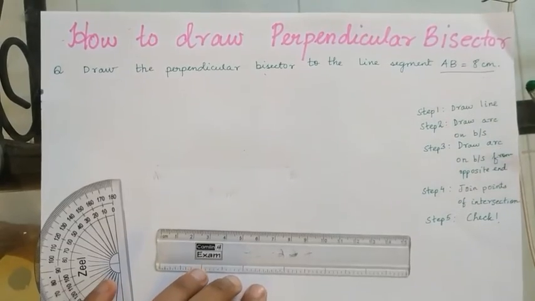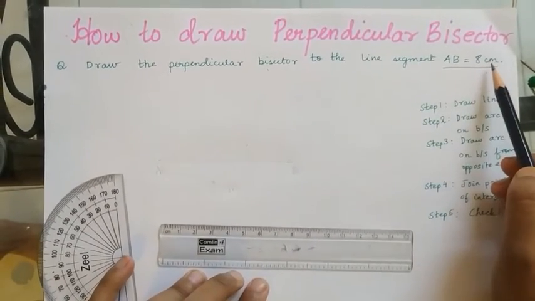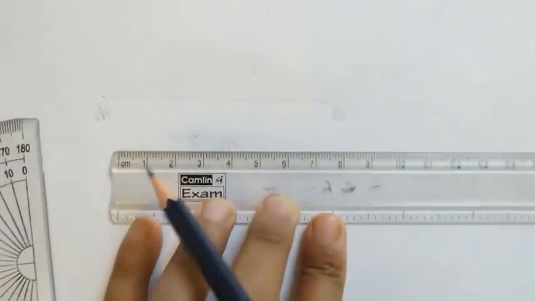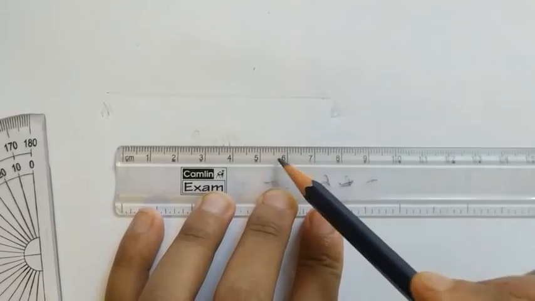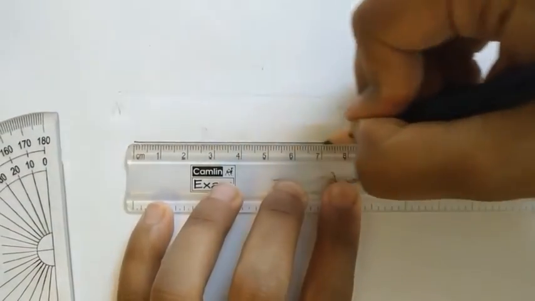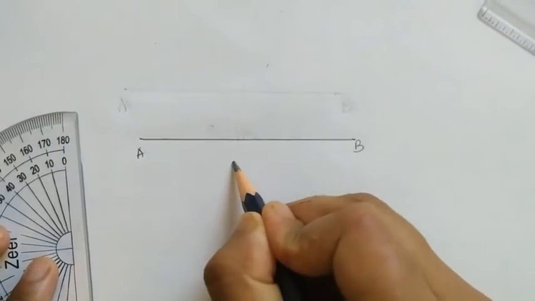To draw a perpendicular bisector, first you need to draw the line segment. Here the line segment is 8 centimeter. So we will draw an 8 centimeter line from 1, 2, 3, 4, 5, 6, 7, 8. So here, this is our 8 centimeter line AB.